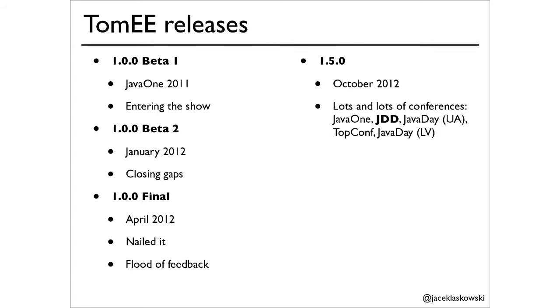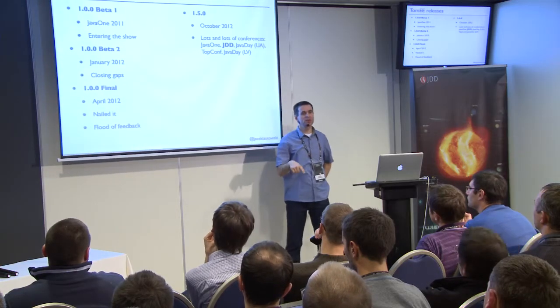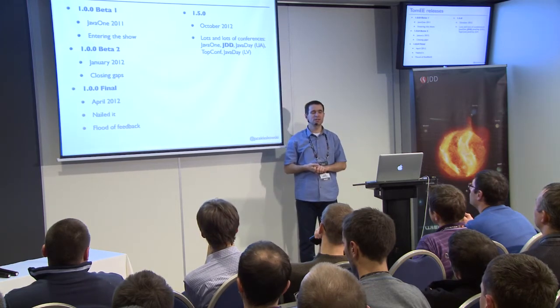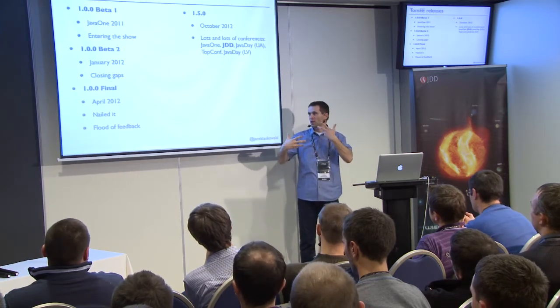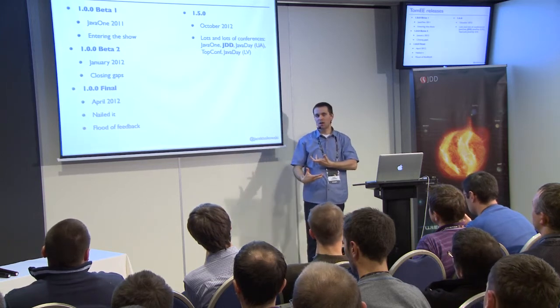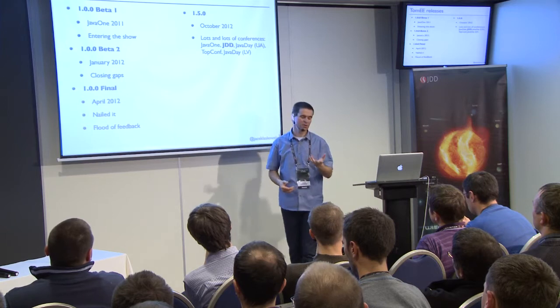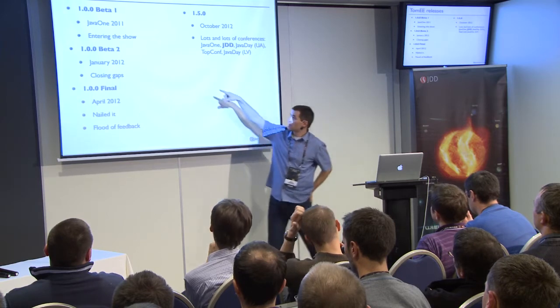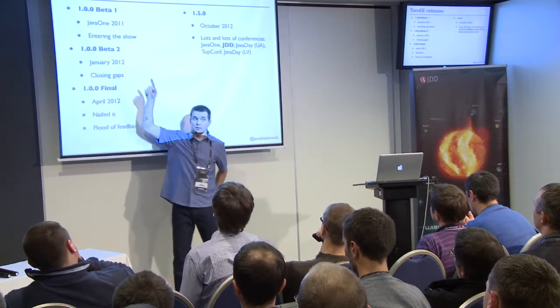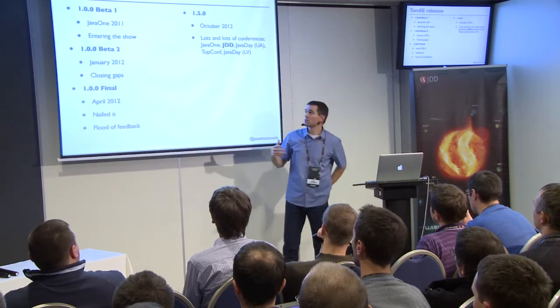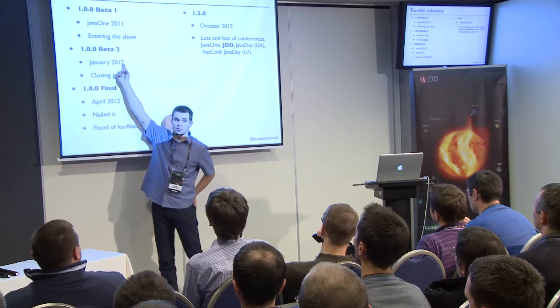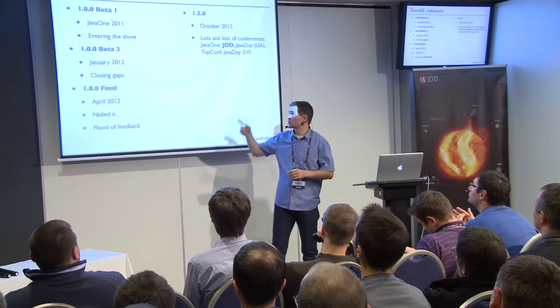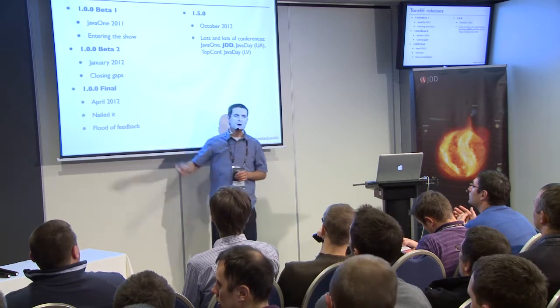We've got four releases, while the latest release, 1.5.0, released in October this month, is the most complete and most expected, as we think, release to date. As you may see, the first release was released just before JavaOne 2011. Then another beta 2 before JavaOne 2012. Then final after a couple of months.